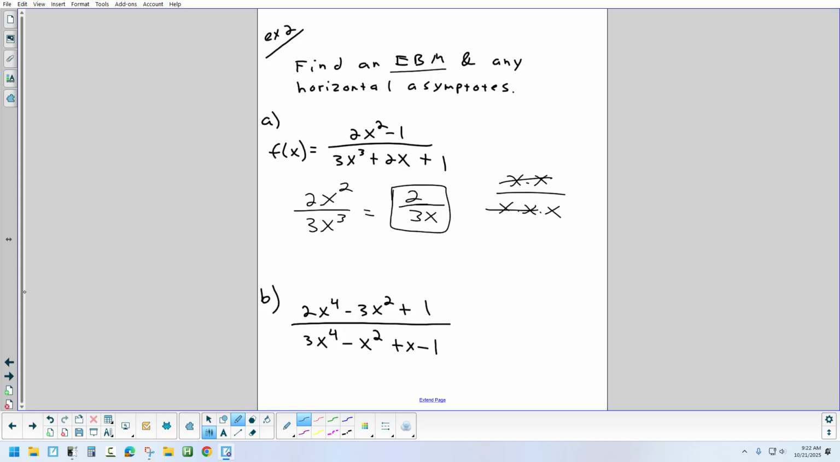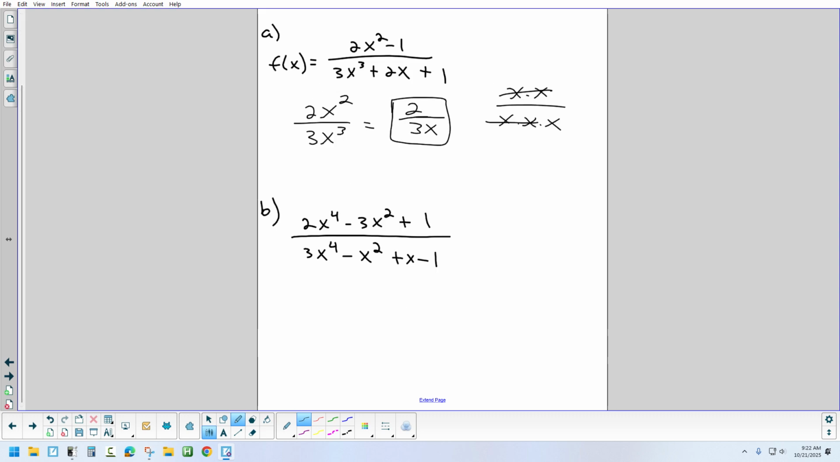Okay, let's do the bottom one. What do we get for the EBM in the top? 2x to the 4th over 3x to the 4th. Again, 2 over 3, that's not going to reduce. But what's going to happen with my x to the 4th in the top and the x to the 4th in the bottom? They're going to cancel out completely. So this time, the EBM is just a number without a variable. That can happen. Sometimes the EBM has a variable in it, sometimes it doesn't.